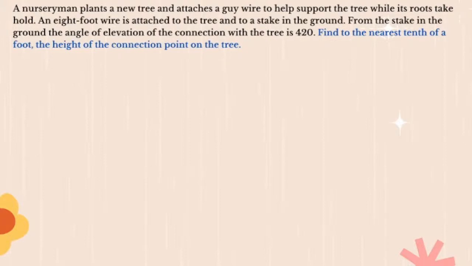An 8-foot wire is attached to the tree and to a stake in the ground. From the stake in the ground, the angle of elevation of the connection with the tree is 42 degrees. Find to the nearest tenth of a foot the height of the connection point on the tree.